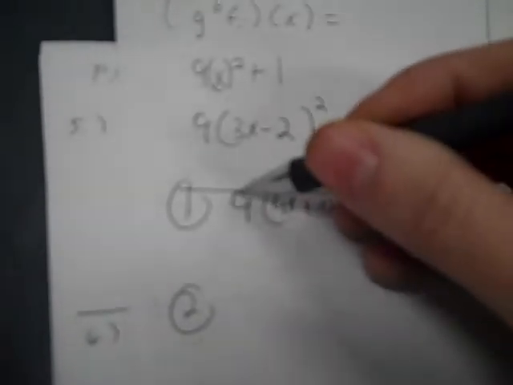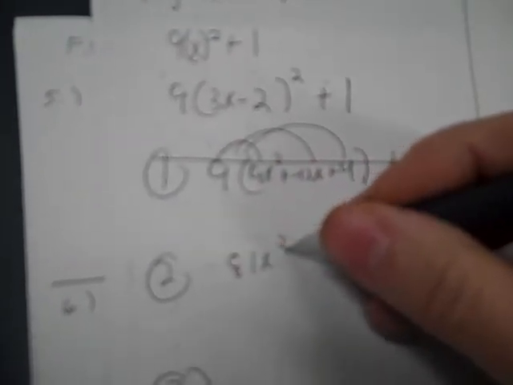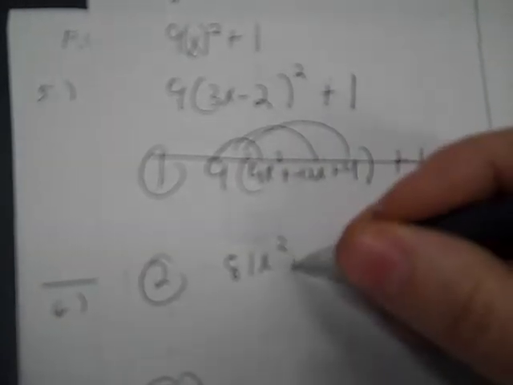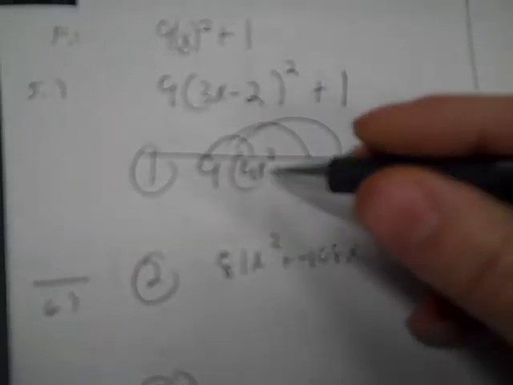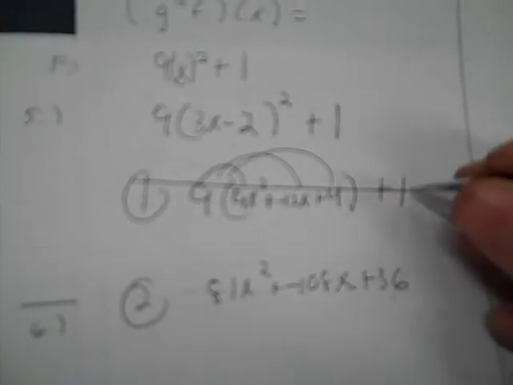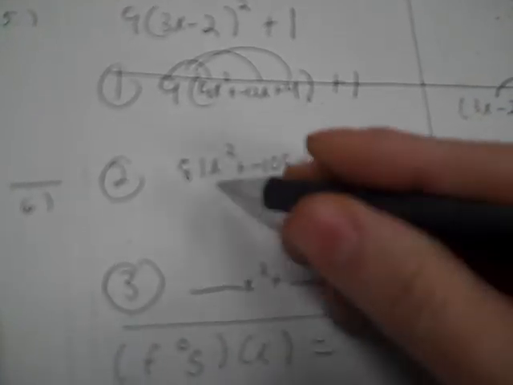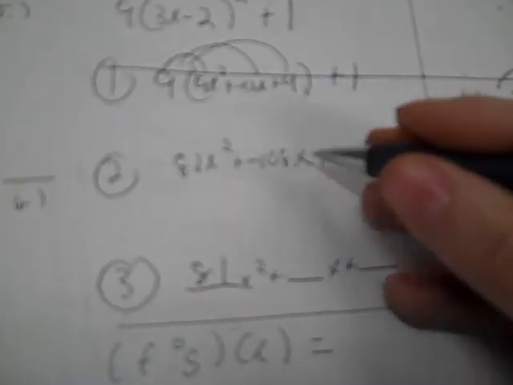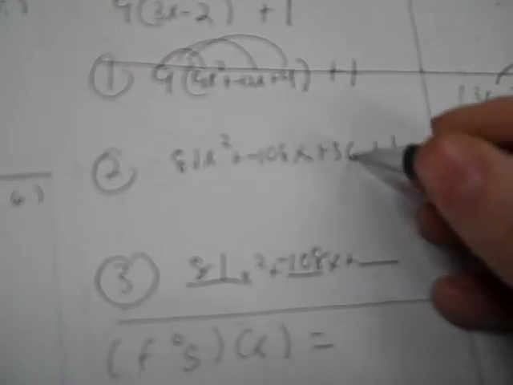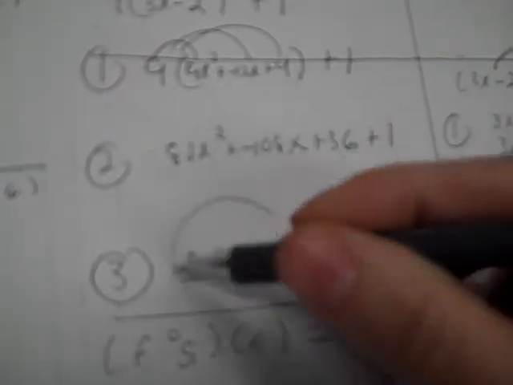You have to do step 2 because you got a 9 distribution. 81x to the second. 9 times negative 12 is negative 108x. Then 9 times 4 is 36. And don't forget the plus 1. So 81, negative 108, 36 plus 1 is 37. Okay. That's it. You notice out here I'm not giving you, I forgot to give you a number there.